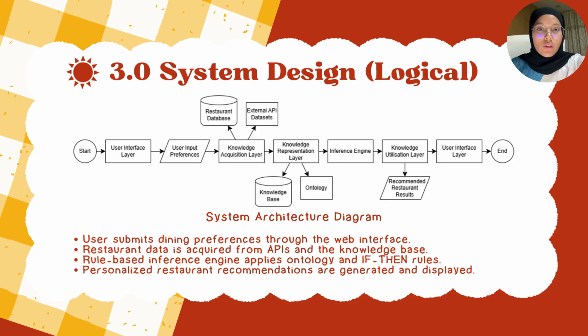So now we move on to the logical system design. The process begins when the user enters their preferences. These inputs are then combined with restaurant information obtained from external food delivery platforms and the restaurant knowledge base during the knowledge acquisition stage. The collected data is then processed by the knowledge analysis component, where if-then rules are applied to identify relationships between user preferences and restaurant attributes.